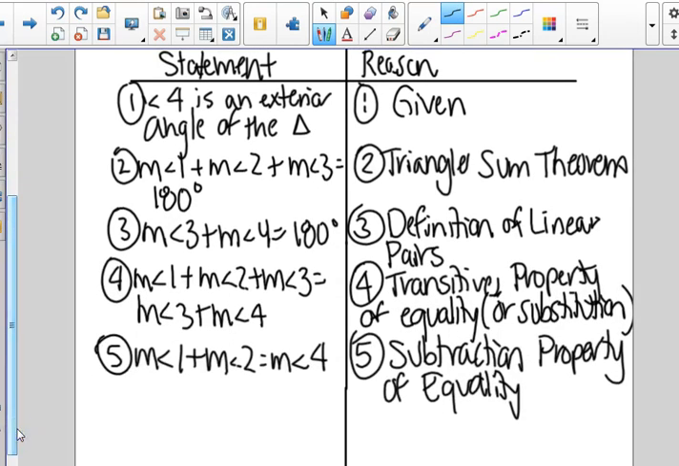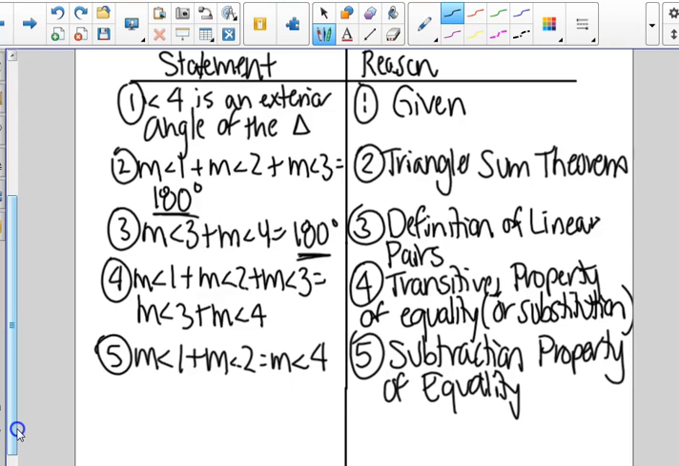In our fourth statement, we said that the measure of angle 1 plus the measure of angle 2 plus the measure of angle 3 should then equal the measure of angle 3 plus the measure of angle 4, because of the fact that both of my angles in 2 and 3 add to 180. So by substitution, or the transitive property of equality, we can say that those are equal.